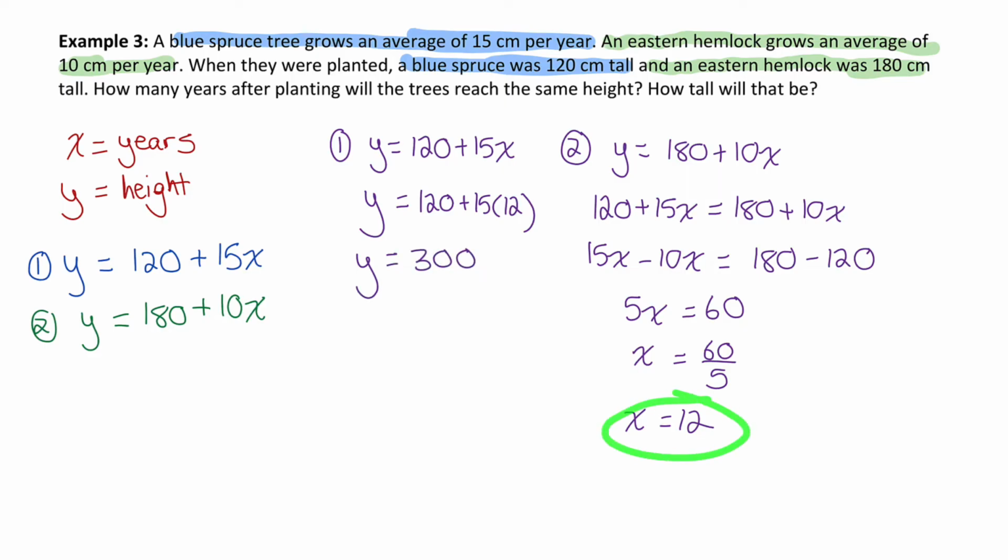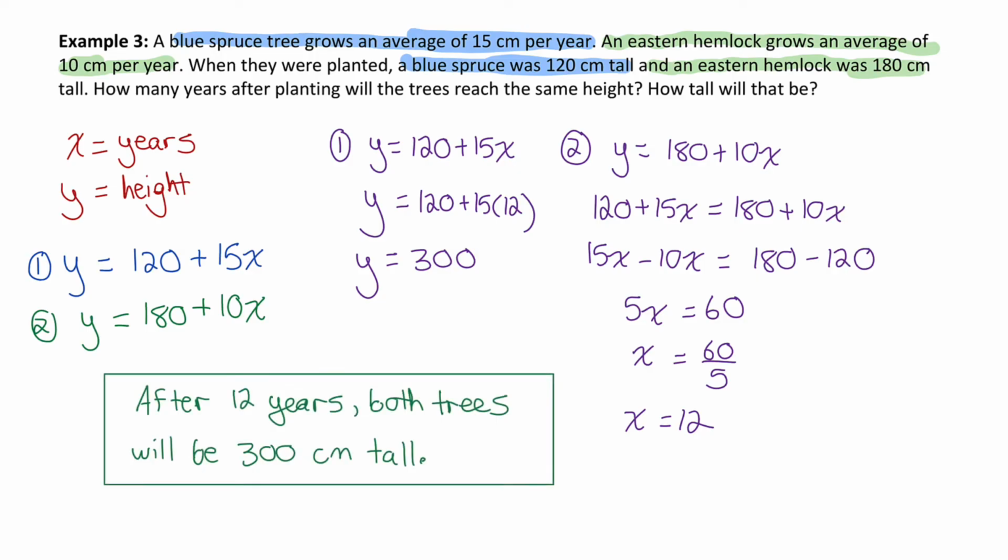So these two values of x and y are the only pair of values that satisfy both of the original equations. Which means graphically, this point, the point 12, 300, is where they intersect. That's the only time, 12 years after planting, where their heights are going to be the exact same. They're both going to be a height of 300. So I'll write that in a sentence.